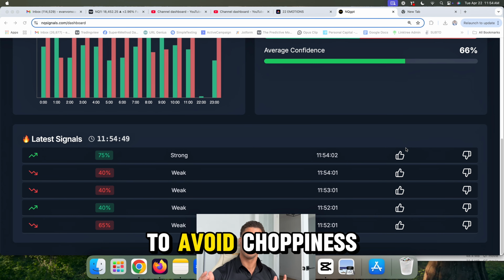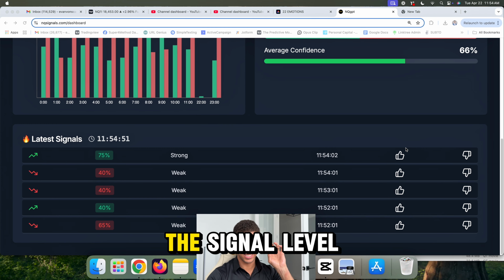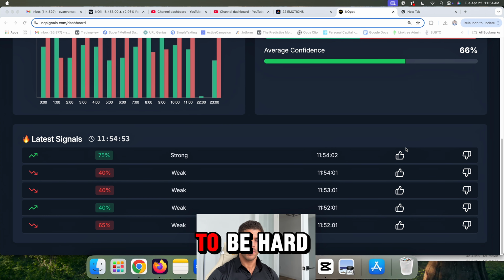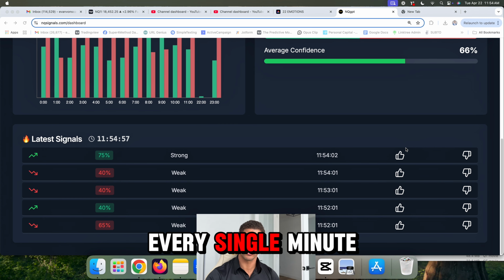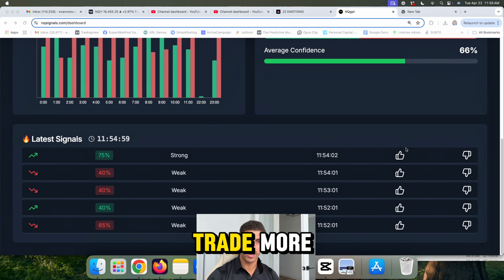Part 3, how to avoid choppiness. This is going to start at the signal level. Now, it's going to be hard not to overtrade at first with these signals. You get one every single minute. It can even encourage you to trade more, but that's not the goal.